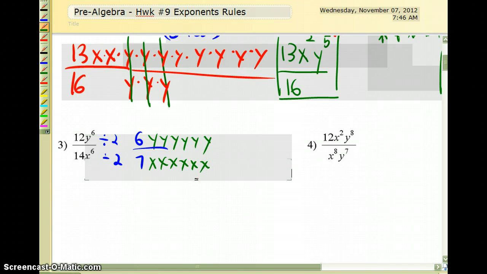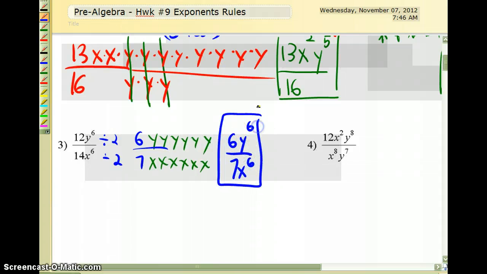And you know, I can't really cross anything out and simplify anything. So that's really going to be my final answer, just 6y to the 6th power over 7x to the 6th power. And I didn't need to simplify any of the variables at all.